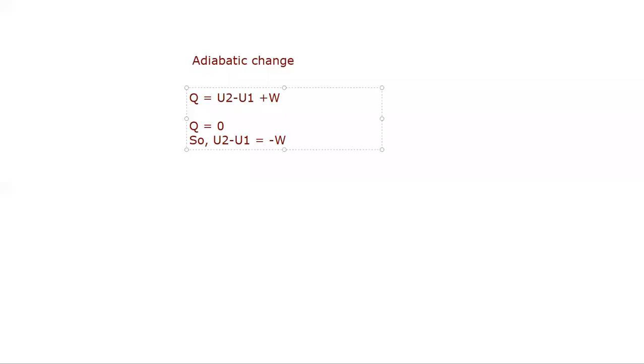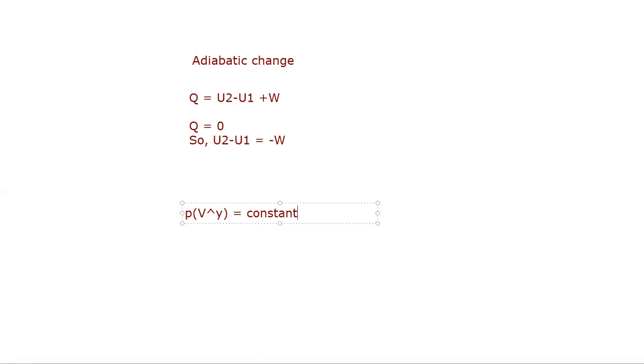In adiabatic change, Boyle's law does not hold good. Boyle's law has to be modified as PV to the power gamma is equal to constant. Not PV is constant, but PV to the power gamma is constant, right? And you know what gamma is. Gamma is Cp by Cv, the ratio of molar specific heat at constant pressure to molar specific heat at constant volume.